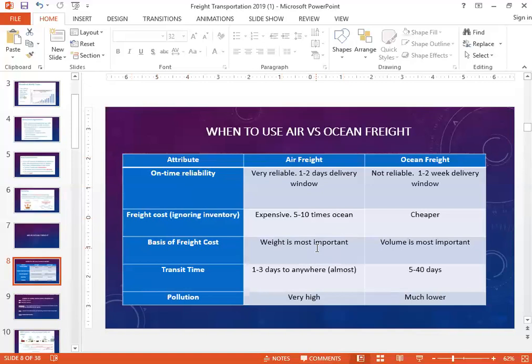If there's some very important medication that needs to be sent, and somebody's health is at stake, or a hospital needs something, let's say ventilators are needed by a hospital, you're probably going to choose air freight because people's lives are at stake. Money is not a consequence.